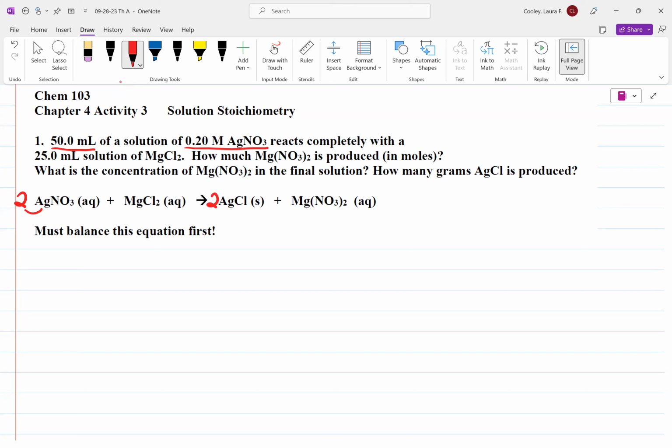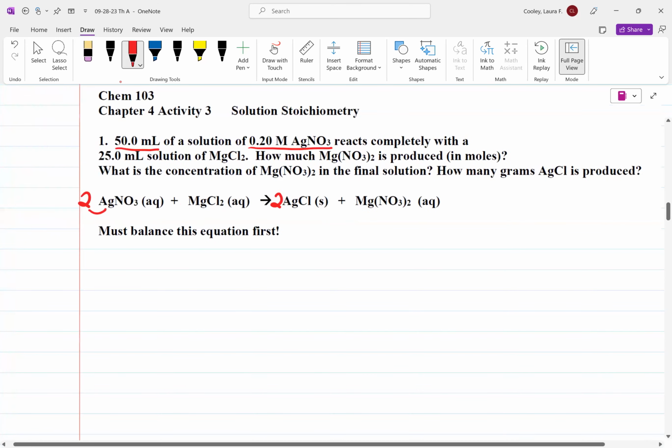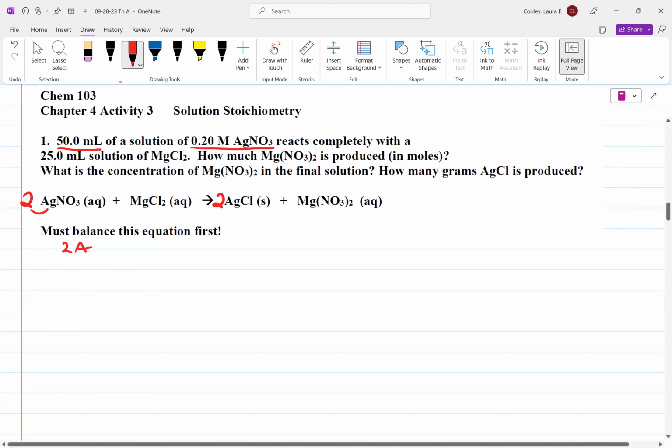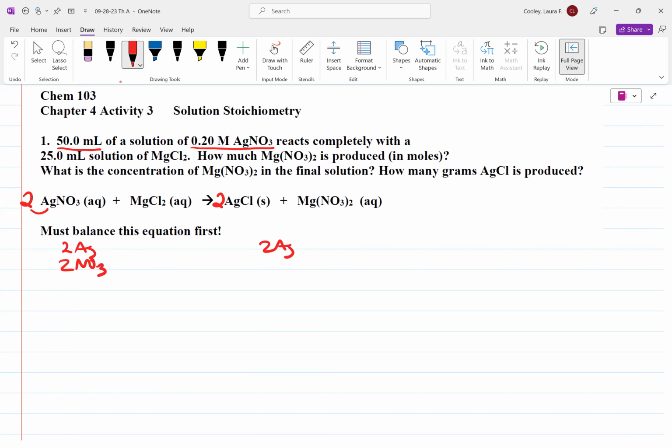Yes. Because molarity is defined as moles per liter. Yeah. So if you do this, you could see that you have 2 silvers on each side. You have 2 nitrates from here. You have 1 magnesium. And you have 2 CLs, because you have 2 there and 2 there. So this is balanced, done.